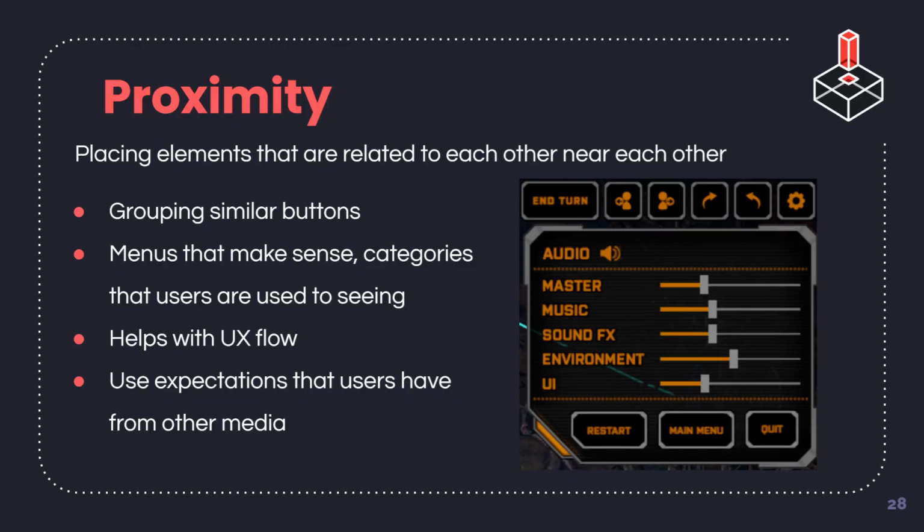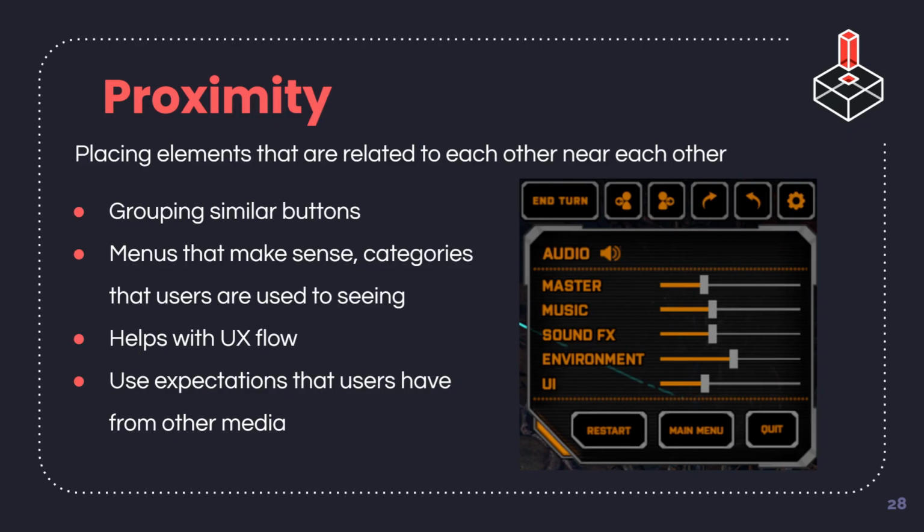Proximity. When you work on proximity, you're placing elements that are related to each other near each other. So you're grouping similar buttons, like a pause menu, a back button, an escape button. And you can see that on this example on the right at the top, I have all of these little buttons that are somewhat related. That's all going to be thinking about proximity. Also, you want to have different menus that make sense and categories that users are used to seeing. This is going to help you with UX flow.